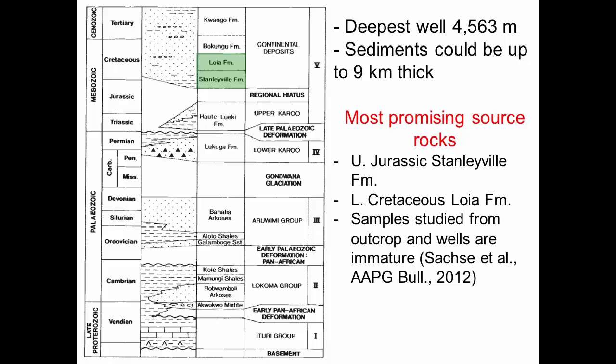So the section again goes from the Neoproterozoic all the way up into the Cenozoic. And in terms of source rocks in the basin, there's potentially some source rocks down here in the older part of the section, but the most promising source rocks are these 2 formations here, the Stanleyville and Loia formations, that are late Jurassic, early Cretaceous in age. However, the work that's been done on these so far, from limited well cuttings and also from outcrop samples, suggests that they are immature where they've been sampled. So I'll also come back to that point in a little bit.